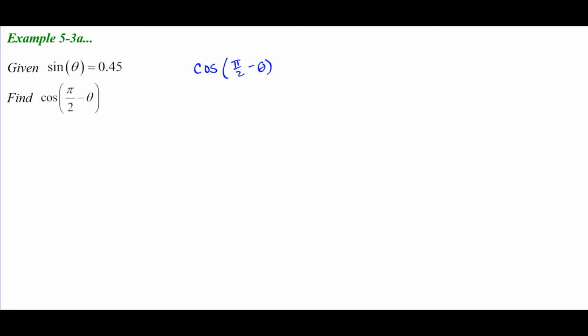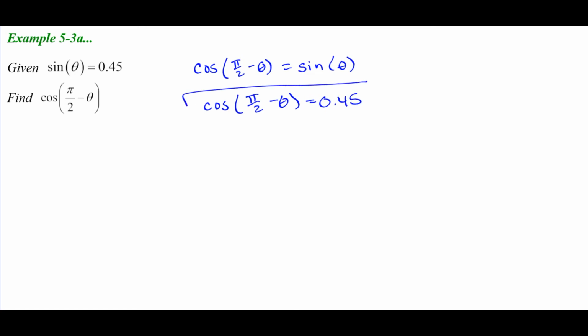If you look at your formula sheet under the complement identities, the cosine of pi over 2 minus theta is equal to the sine of theta. That's just from your formula sheet, and now we know the sine of theta value, so I can just substitute that in. So I get cosine pi over 2 minus theta is equal to 0.45, which is what I was trying to find. So just with identifying the one trig identity and then doing a substitution, we've got our answer.